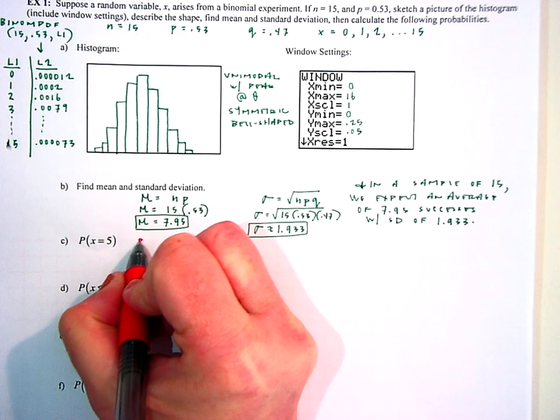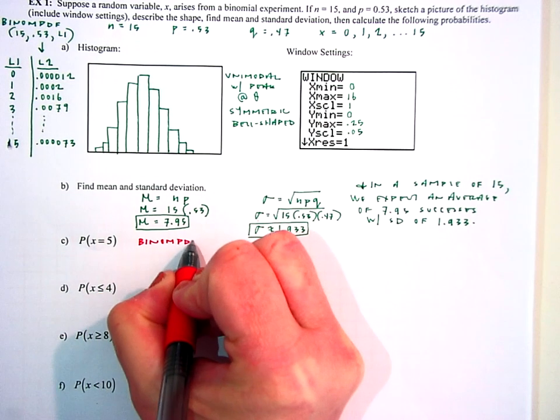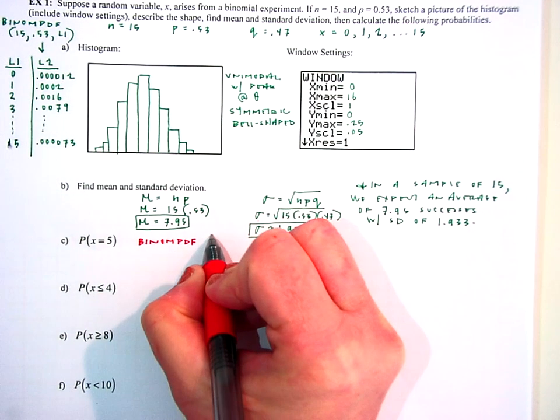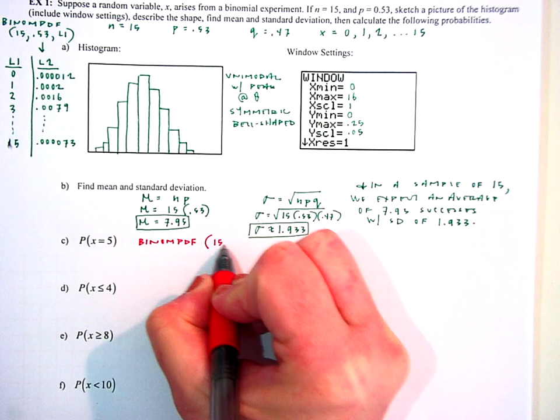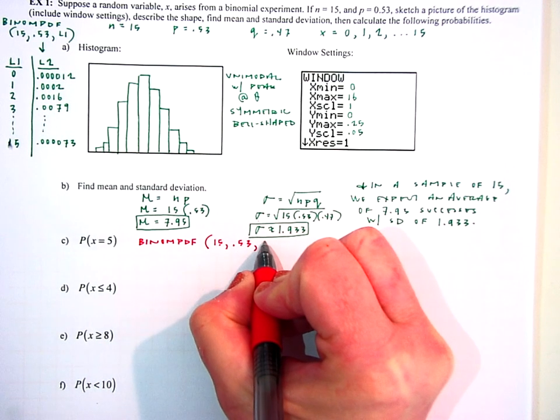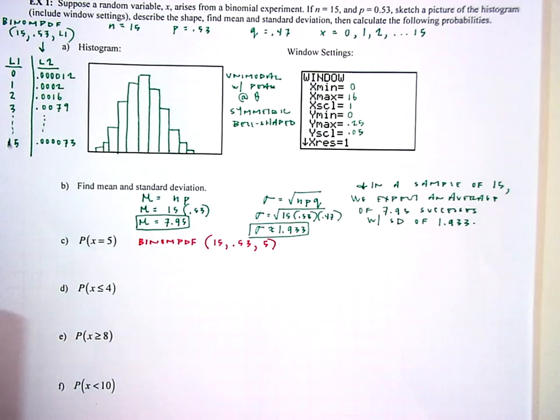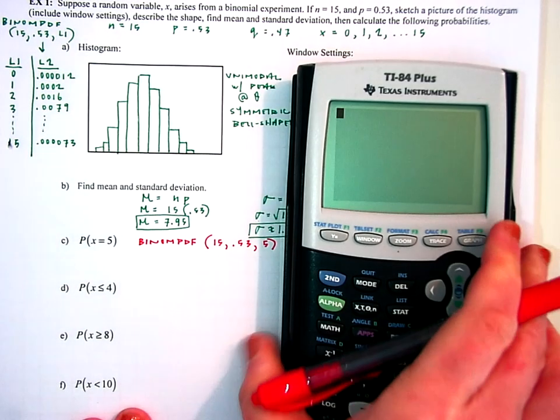Let me write out what I'm going to type in. So binomPDF, because it's exact. And then I'm saying here's my N value of 15, my P value of 0.53, and I'm looking at an X value of 5. So let me go back to my home screen right here so you can see it.